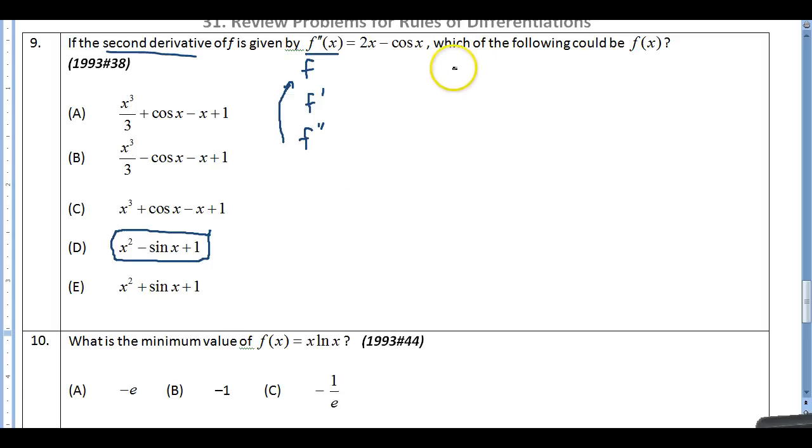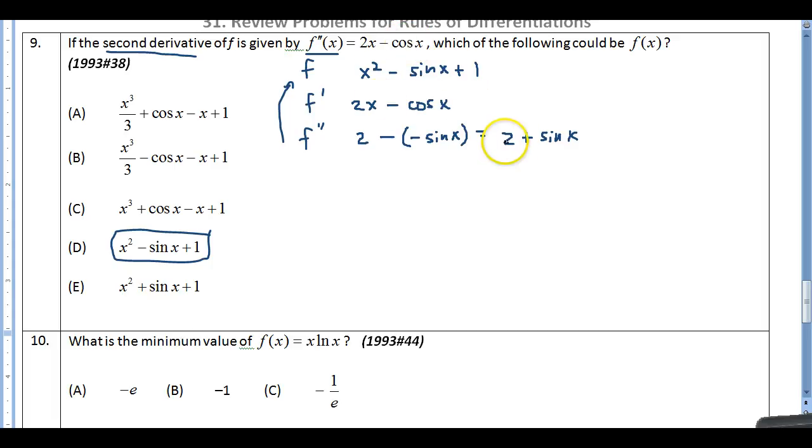Okay, so let's pretend if f was x squared minus sine x plus 1, what would f prime be? It would be 2x minus the derivative of sine, which is cosine, and the derivative of 1 is 0. Then take another derivative, you're going to get 2 minus, and the derivative of cosine is negative sine, so it would be minus negative sine, which would be the same thing as 2 plus sine. So it's not that one because it ends up with a 2 plus sine x, and I need a 2x minus cosine. So it's not that.